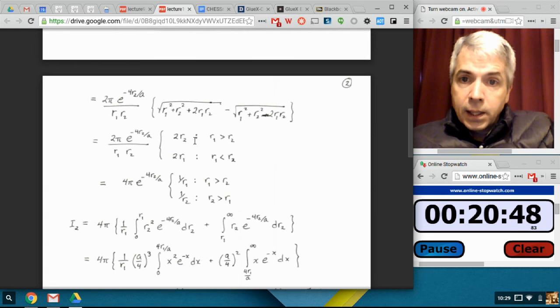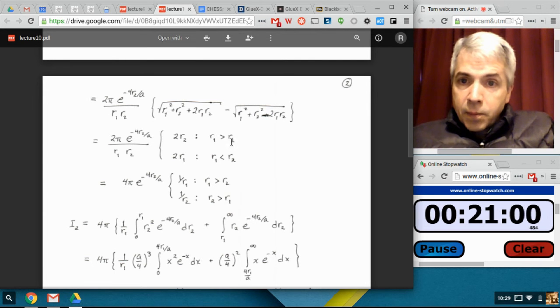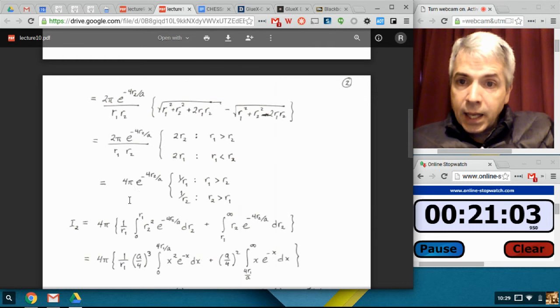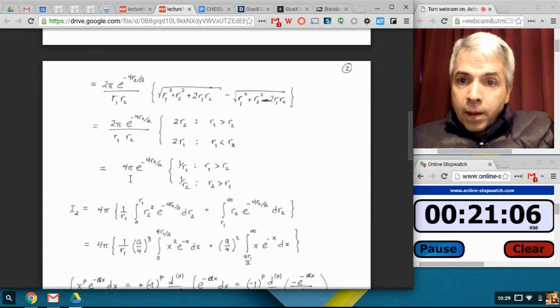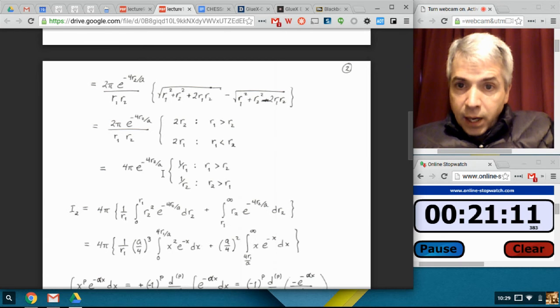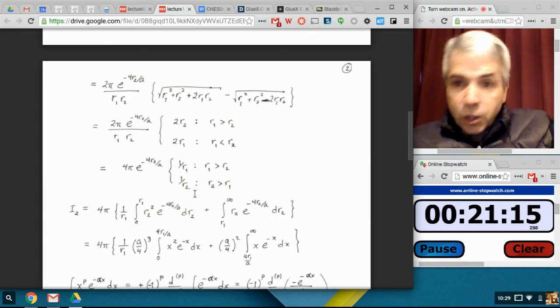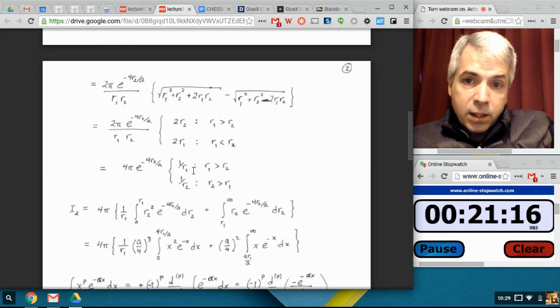On the other hand, if the absolute value, when I come outside it, becomes negative, I switch the sign, that becomes plus, and I keep the other term. So which one of these survives, and that's the difference, just depends on which one is greater. So here I'm writing it more explicitly. Here's my factor, 4 pi e to the minus 4 R2 over A times 1 over the greater. And whichever one is greater, if it's R1, stick R1 there. If it's R2, stick R2 there.